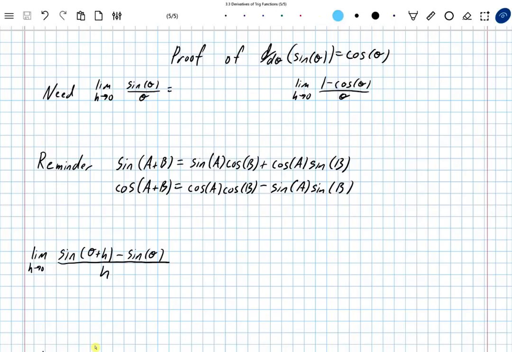So we did a picture proof of the fact that the derivative of sine is cosine, and I'm going to use thetas today. And I want to prove it using an actual limit and the definition. So we're going to need a couple of things. First off, we're going to need to know the limit, as h goes to 0, of sine theta over theta.